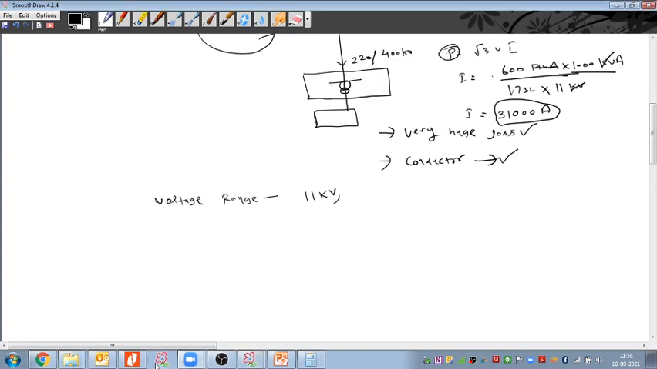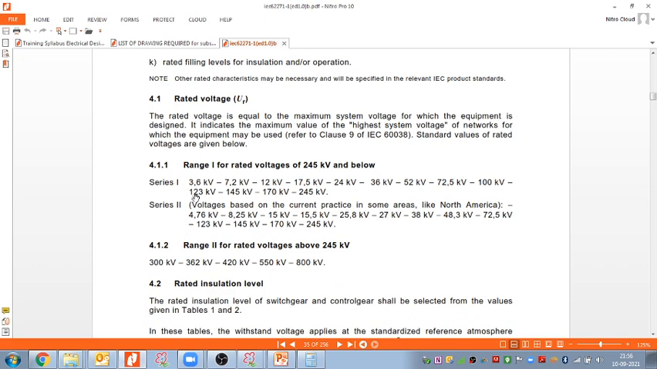6.6 kV. Okay, no issue. So we have this voltage range across the world: 3.6, 7.2, 12, 17.5, 24, 36, 52, 72.5, 100, 123, 145 kV, 170, 245 kV. Different countries adopt different voltage levels based on the current practice in some area, like North America, and they adopt this kind of voltage.